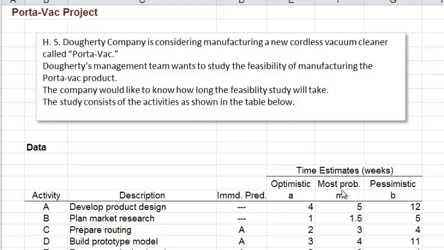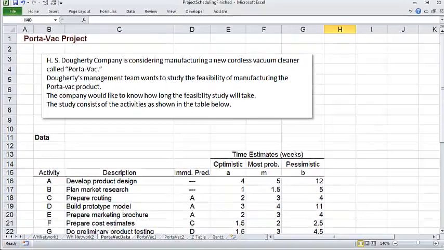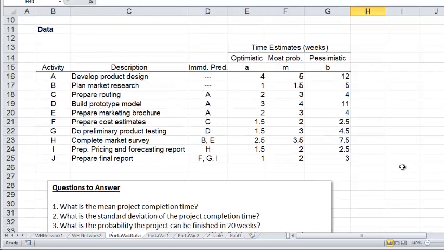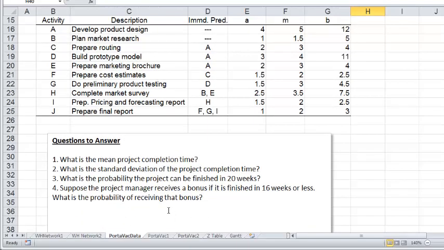Since we have only these estimates for the activity times, we will not be able to determine exactly how long the entire project will take, but we will be able to say something about the probability we will finish by a certain time. Specifically, here are the kinds of questions we'll be able to answer: the mean, or the expected time for the project, the standard deviation for the project time, and the probabilities the project will be done by a certain time, 20 weeks, 16 weeks, and so forth.